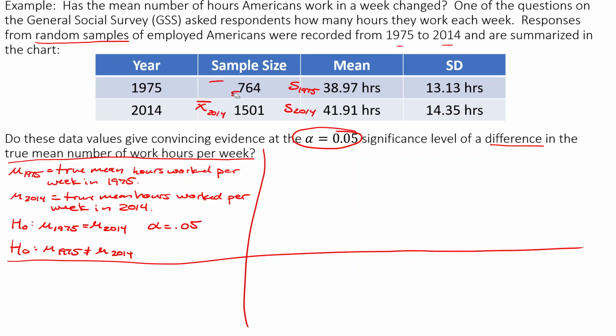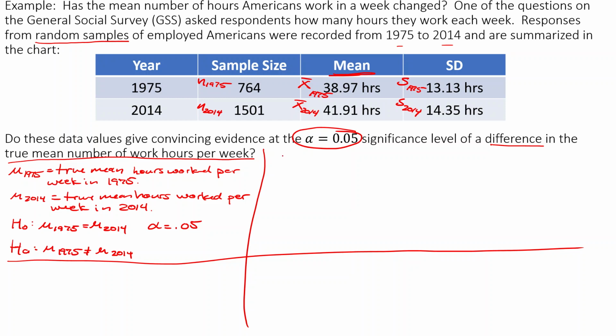Oops, I'm off by one. This would be X bar for 1975. This is X bar for 2014. It helps to read the top of the chart here. This is S for 1975. This is S for 2014. And this is N for 1975. And this is N for 2014.